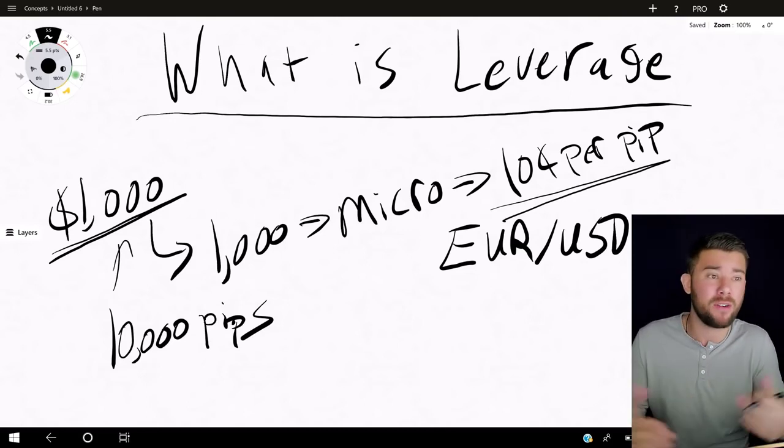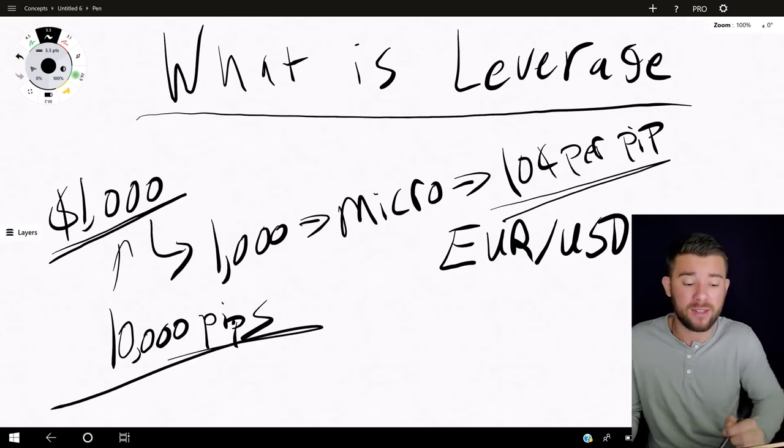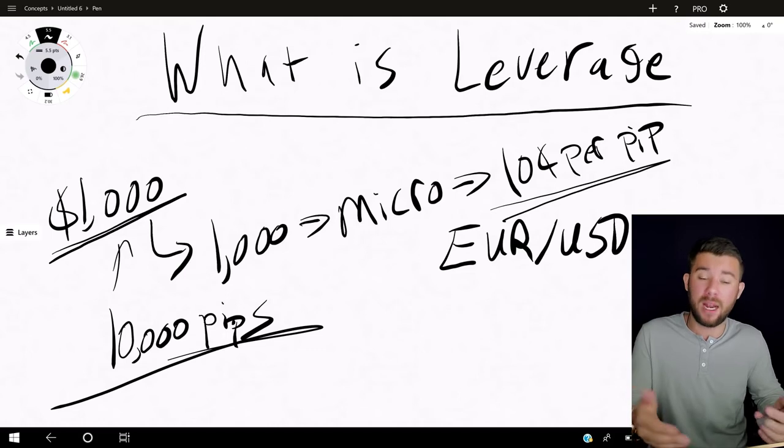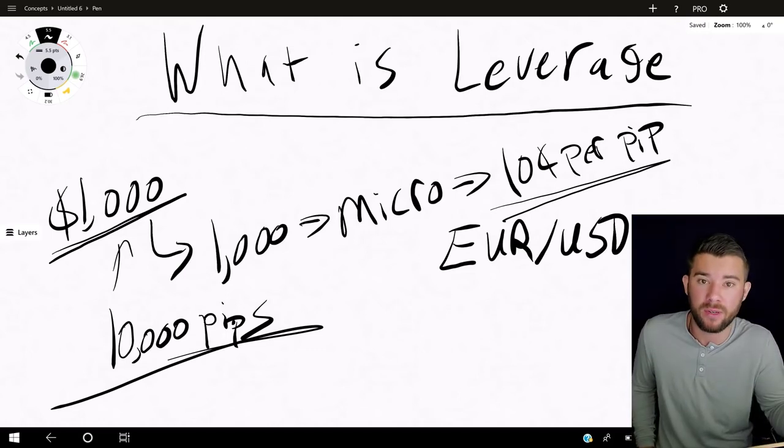If you're just now starting out, you're going to have a lot of losses. But if you have 10,000 pips of room before you blow your account, then you would have to lose a lot of trades to actually blow your account.